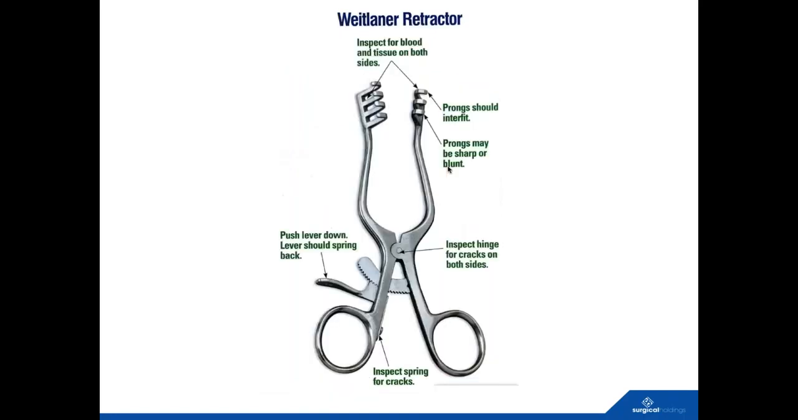And then on to your bigger retractors, again making sure that the prongs interlink correctly. If they're sharp, make sure they're sharp, or if they're blunt, make sure they've not got any jagged edges or any pits or marks out of them. Inspecting the hinges and working the levers and establishing a real solid procedure to make sure that's all happening.